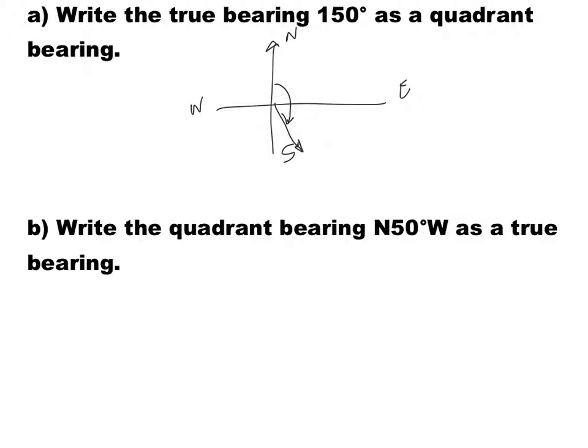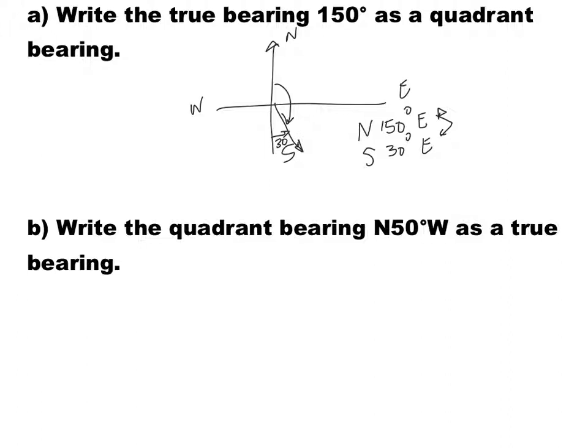Now, we can either say that the quadrant bearing is north 150 degrees east, or we can say south. This angle becomes 30 degrees, so it's going to be south 30 degrees east. So either definition here is going to represent the same vector.